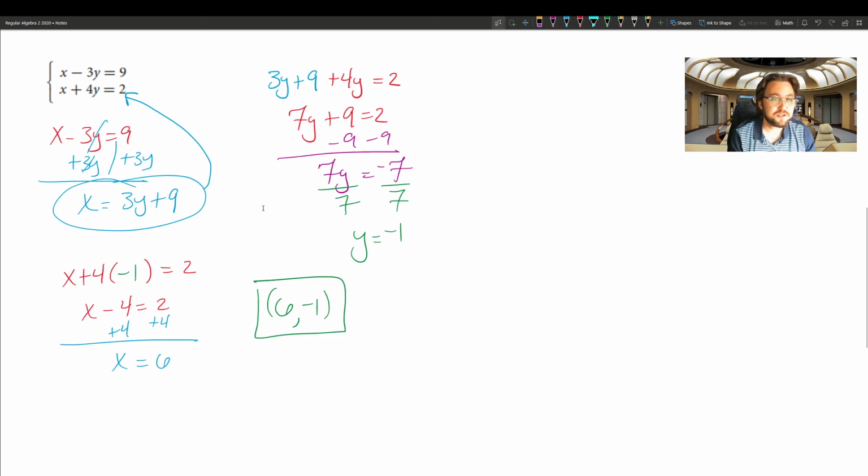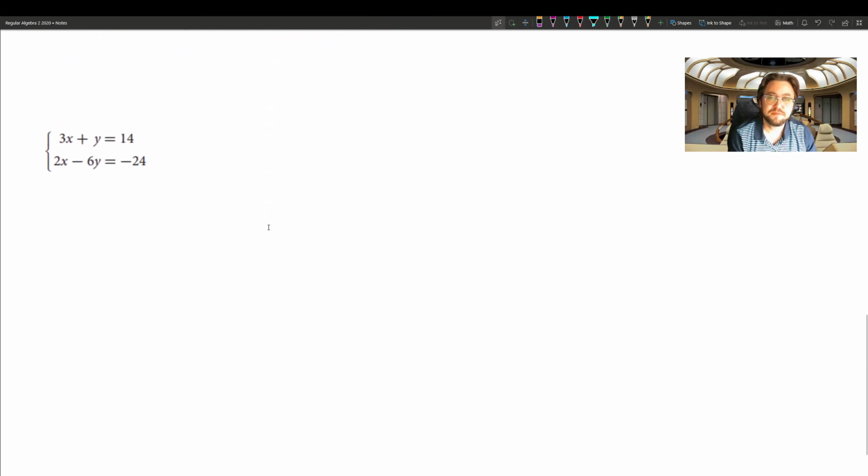Not too bad. Let's do one more just for good measure. So this one takes a little bit more thinking, and what I'm looking for is what's the easiest way to get a single variable by itself. In this case, it looks to me like it's the top equation, because if I get rid of the 3x, I'm left with y equals, no dividing. I don't want to divide unless I have to, because dividing means fractions, and fractions means more work that I would like to avoid if at all possible.